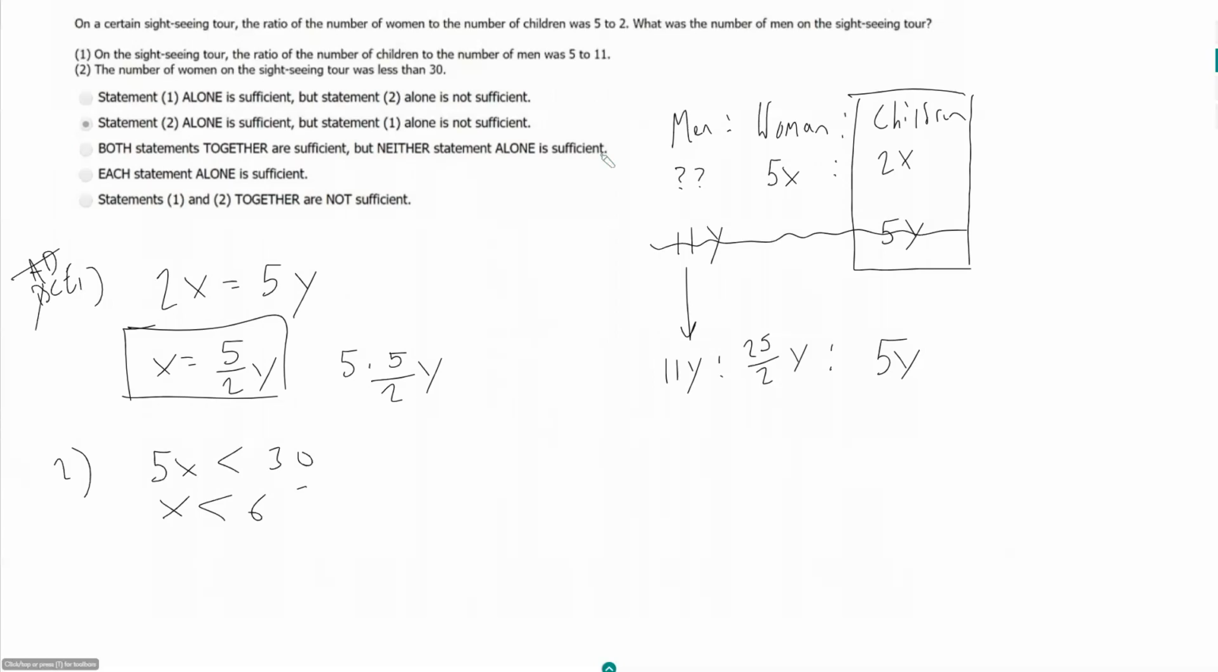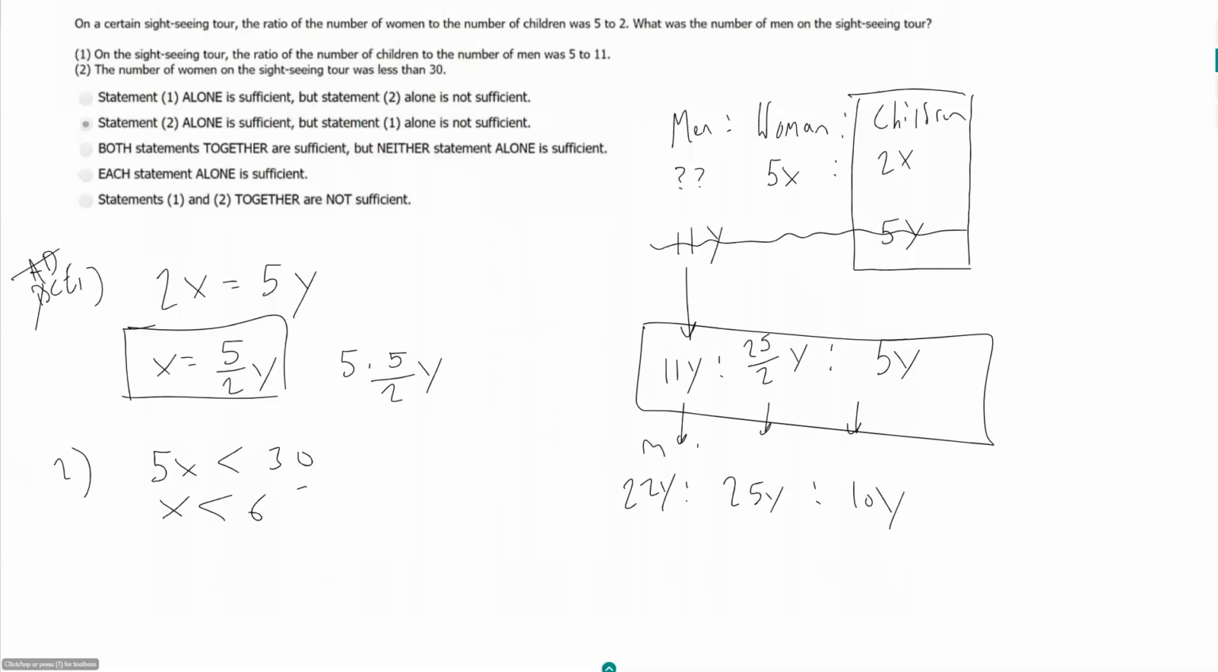And so now together, what we know. So now we have a single ratio, this ratio here. And if I want to get rid of my fraction here, I can multiply everything by 2 to get another ratio that is 22y to 25y to 10y from my men to women to children.